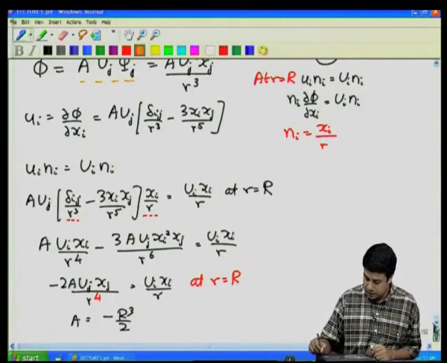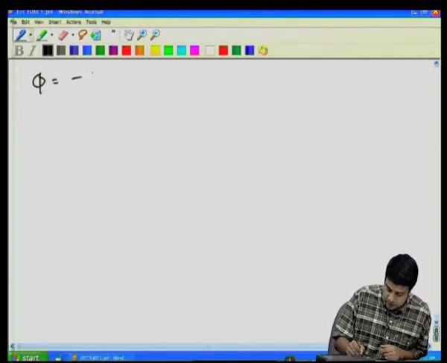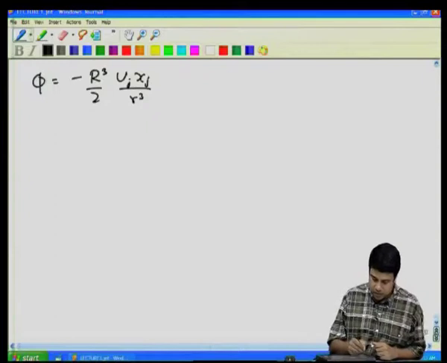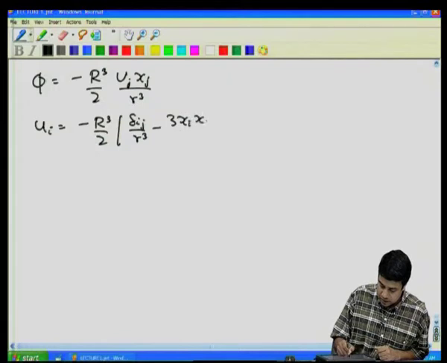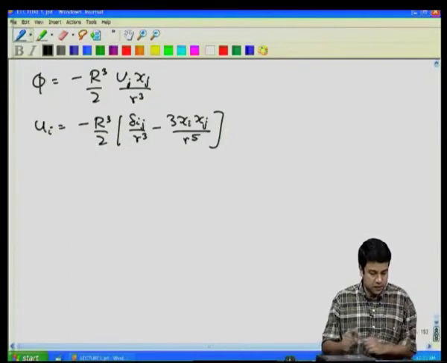Okay, so my final expression for the potential becomes phi is equal to minus R cubed by 2 U_j x_j by r cubed. So there is a potential, and the velocity u_i is equal to minus R cubed by 2 into delta_ij by r cubed minus 3 x_i x_j by r to the power 5. Okay, so those are the potential and the velocity fields.